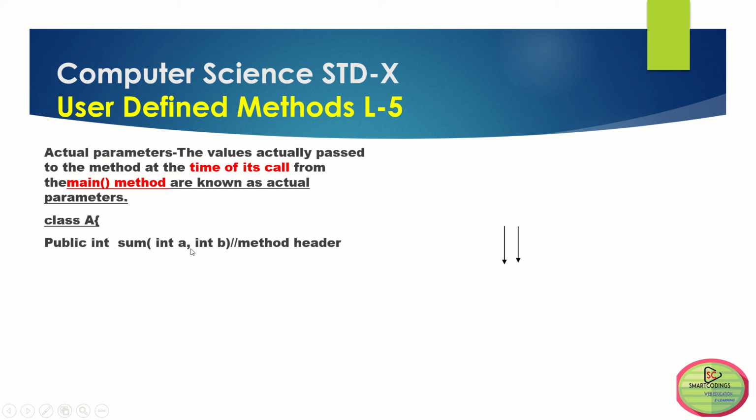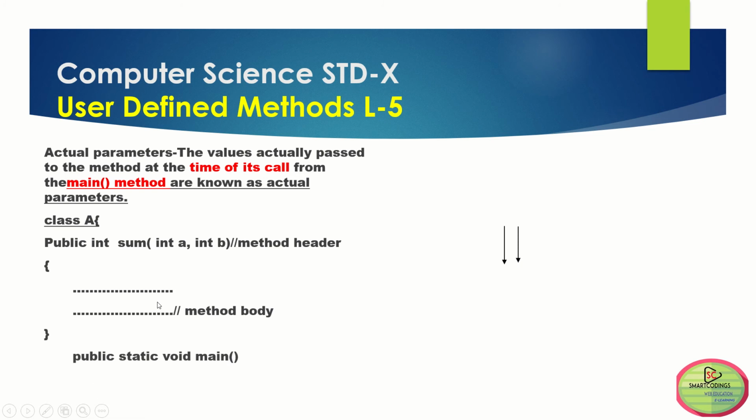public int sum(int a, int b). This is the method header, right? int a and int b are the formal parameters. Now what happens here? Inside this method body, something is written. The actual working of the method is in the method body, as I have said in the previous videos.